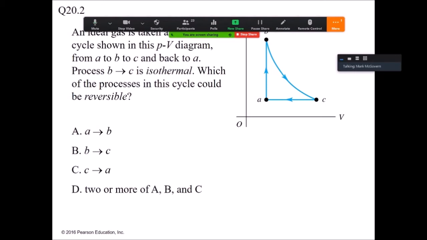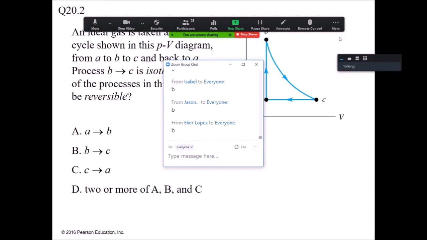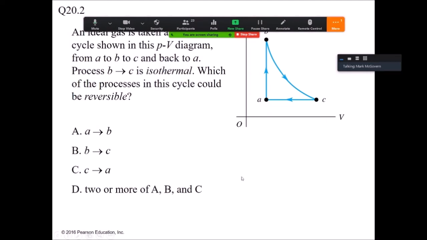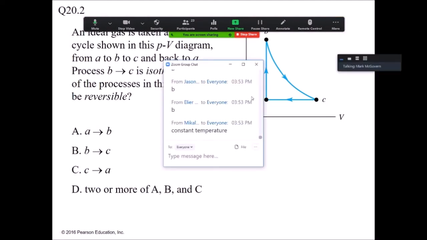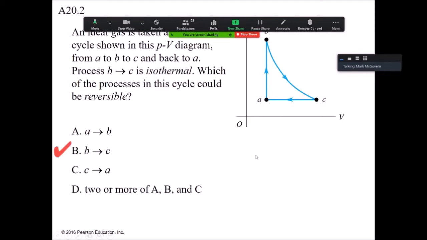All right. What do you think's going on here? Which of the processes in the cycle could be reversible? So many people in the chat here. B. Well, hope you're saying B because you know it's B, not because I ruined it. Yeah, the isothermal, there you go. Isothermal process is reversible because the temperature is not being changed. This all is going to come down to if a system changes temperature, there's a particular natural flow of energy. Okay. So let's move on.